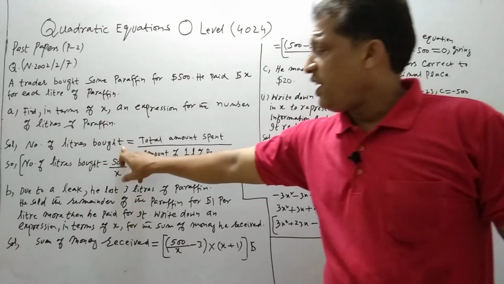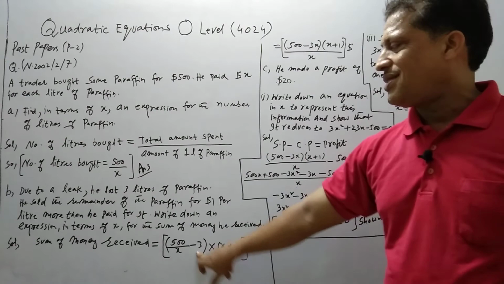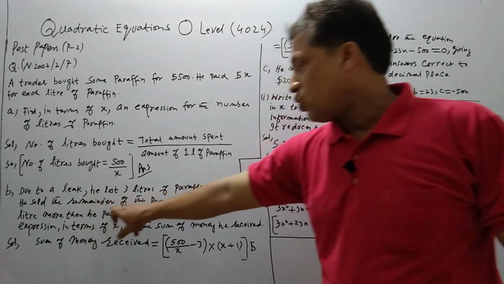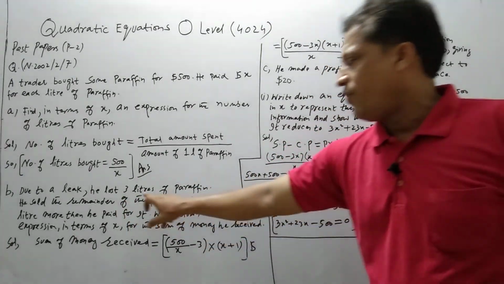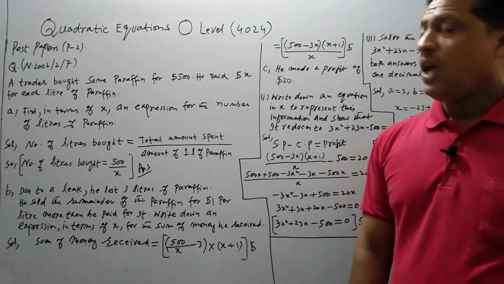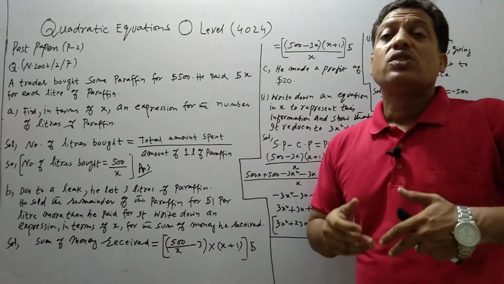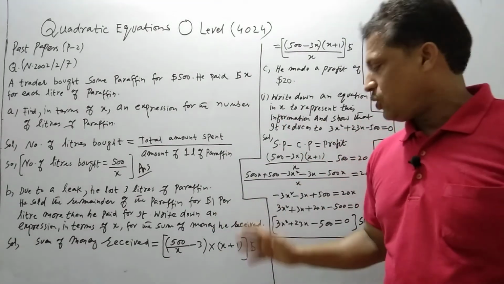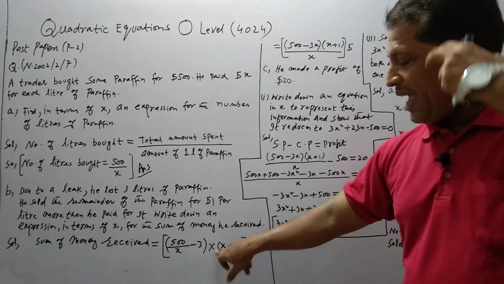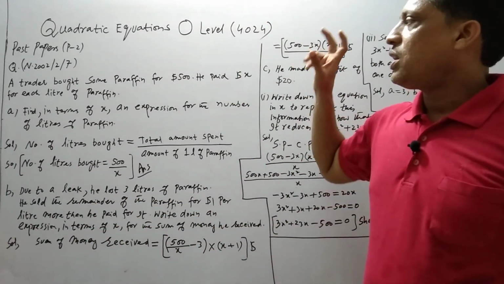So 500 upon X is the total amount of paraffin, minus 3 means he lost 3 liters, multiplied by, what is this? He sold the remainder of the paraffin for $1 per liter more than he paid for it. How much did he pay? X dollars. How much did he sell for? $1 more. So we have to multiply this remainder number of liters by X plus 1. This is the selling price, and this is the cost price.